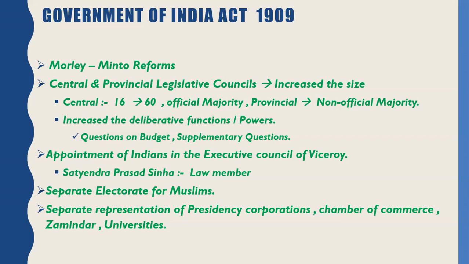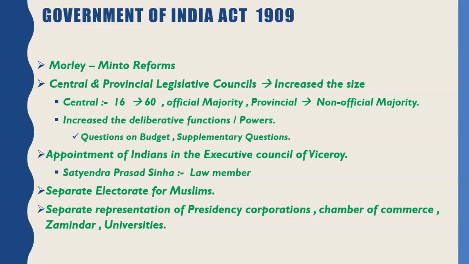Okay. Now friends, the size of Provincial Legislative Council was also increased, but there was non-official majority in Provincial Legislative Council. Now what does it mean? It means that the number of non-official members was more than official members in Provincial Legislative Councils.